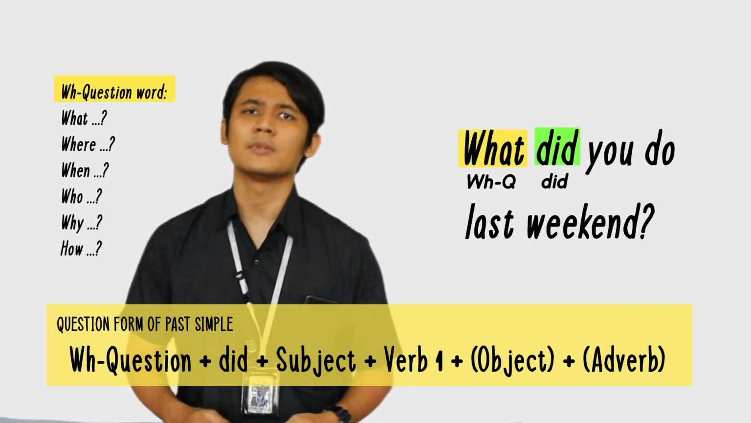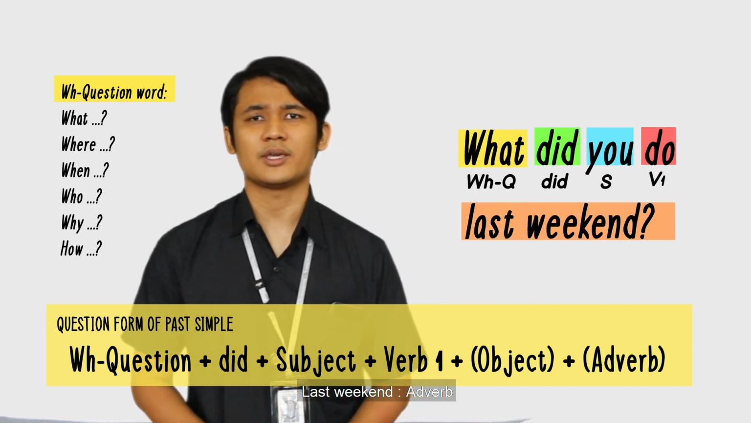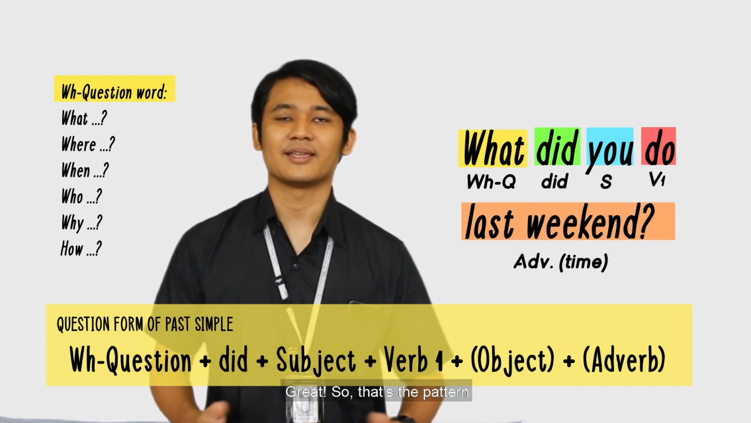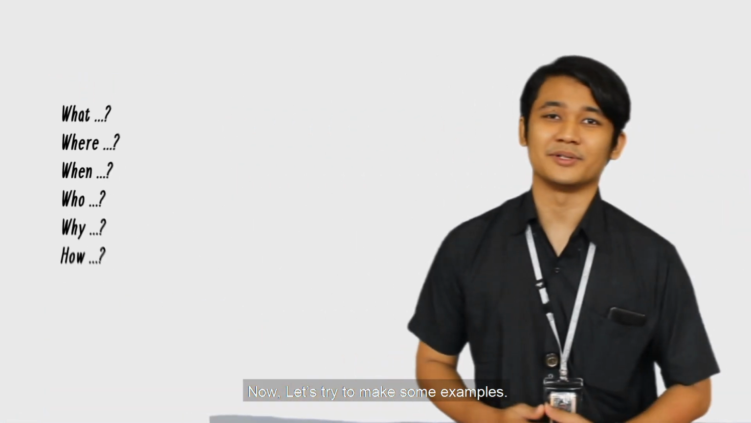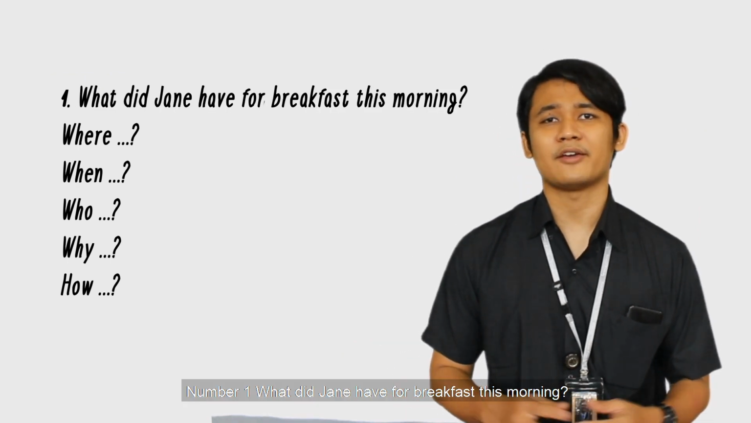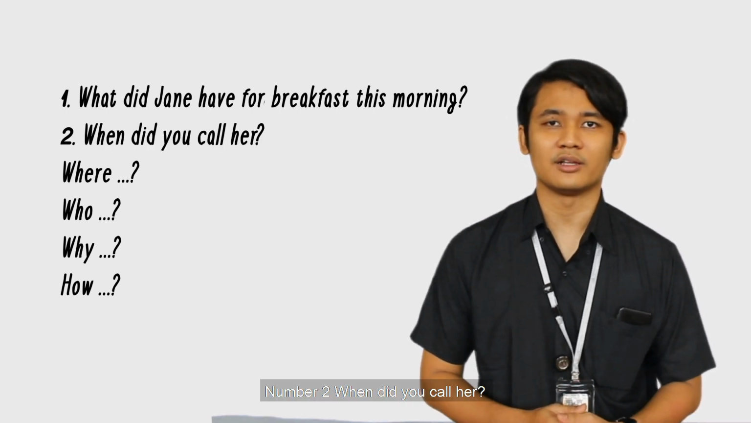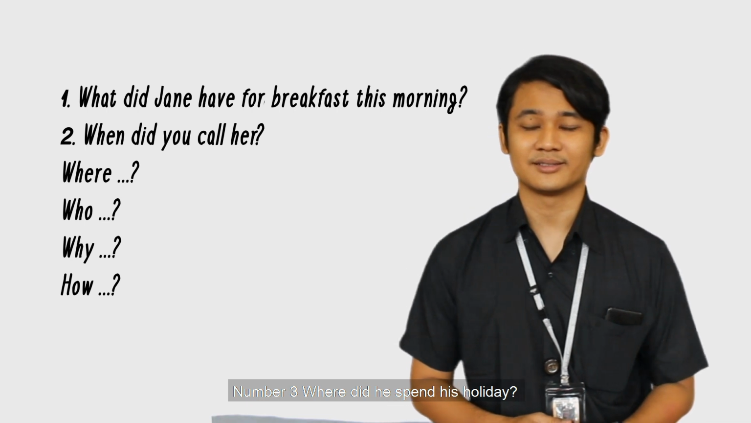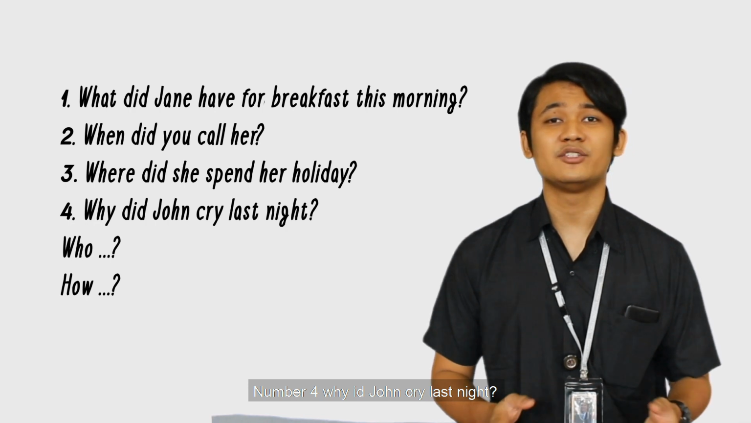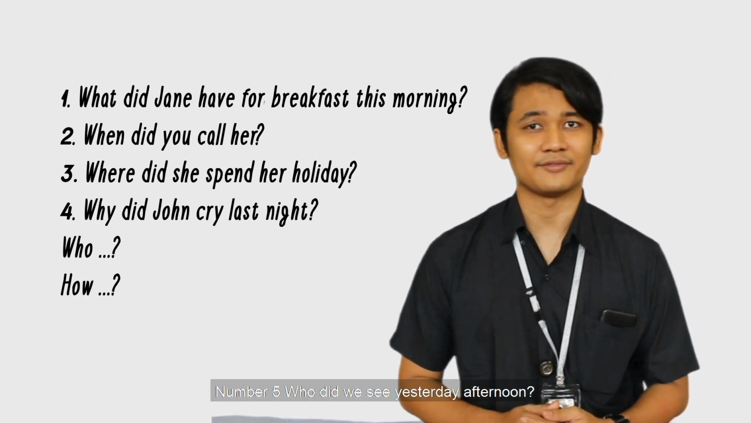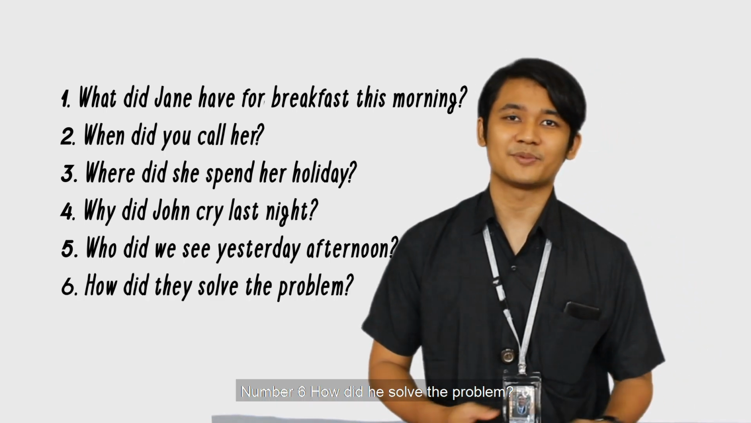What, here WH question word. Did, the word did. You, the subject. Do, verb 1. Last weekend, adverb. Great. So that's the pattern of the question form of the past simple tense. Now, let's try to make some examples. Number 1. What did Jane have for breakfast this morning? Number 2. When did you call her? Number 3. Where did she spend her holiday? Number 4. Why did John cry last night? Number 5. Who did we see yesterday afternoon? Number 6. How did they solve the problem?